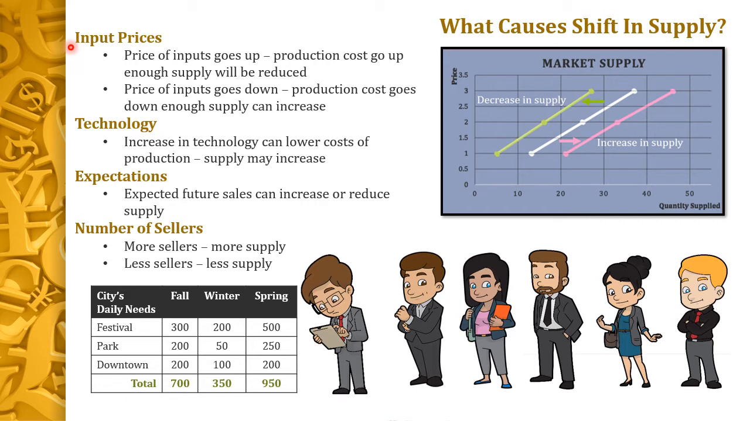So these are the four things that tend to change the shift in the supply of tacos. And it's going to either shift right or shift left. A little different than demand.